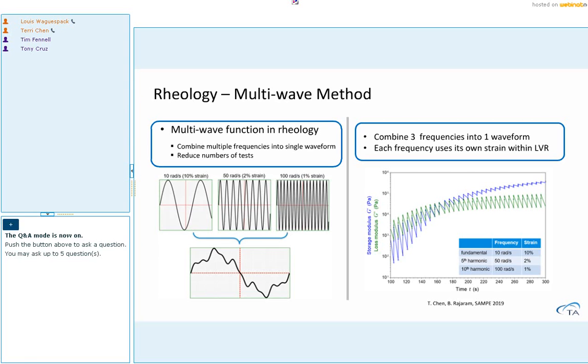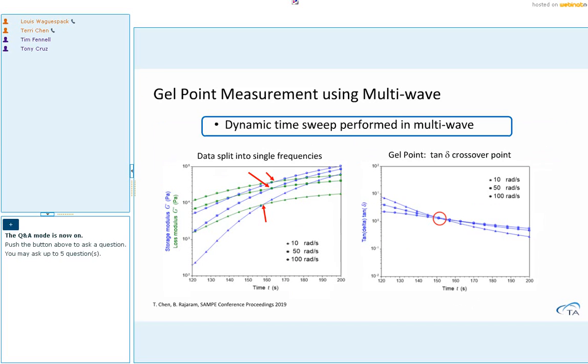As you can see from these results, at each particular time, 3 data points are generated simultaneously. Each point represents data at each frequency. After the test is finished, you can split all the 3 frequency data, and the data on the right side shows the G' G" crossover measured at different test frequencies.